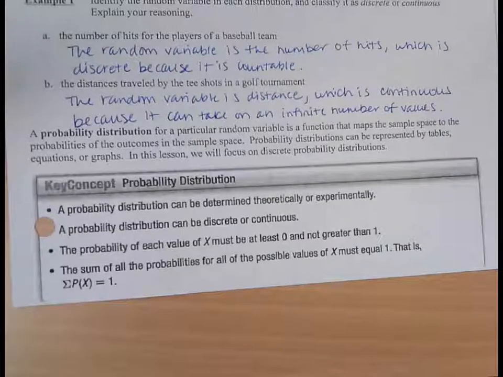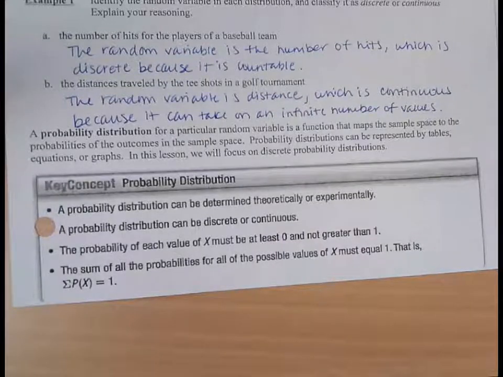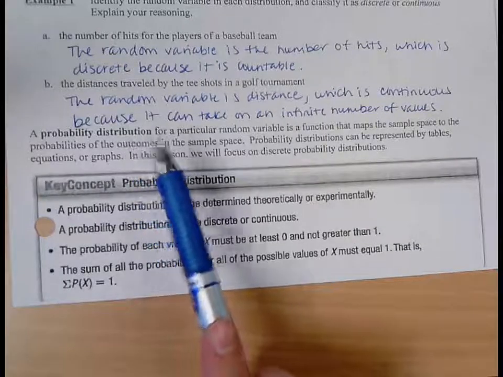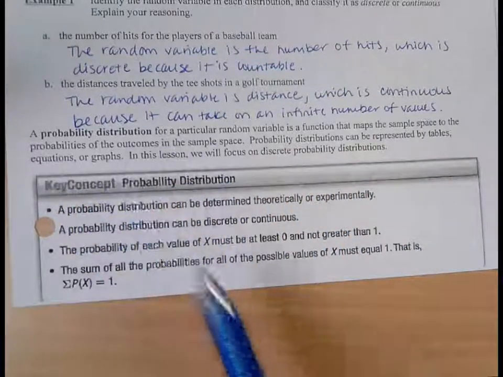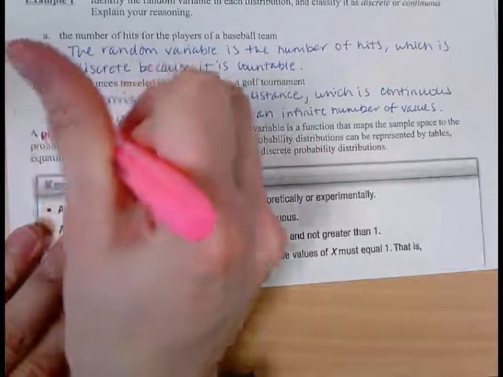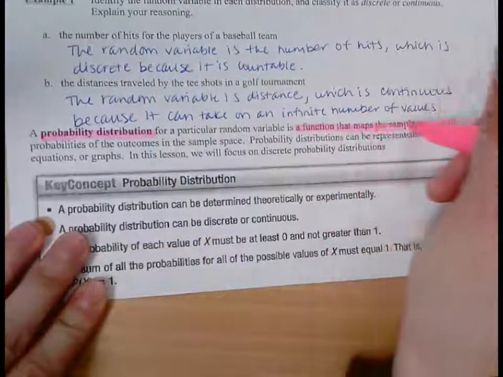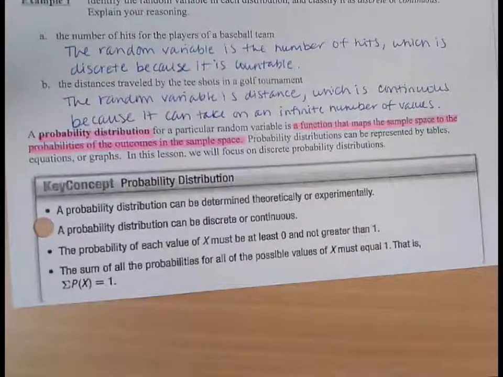Okay, so then the probability distributions that we're looking at, we are just going to be looking at discrete probability distributions in terms of making them. So looking at random variables that have sample spaces that can be counted. So a probability distribution for a particular random variable is a function that maps the sample space to the probabilities of outcomes in the sample space. So you're looking at each outcome in a sample space and saying what the probability of that outcome is.